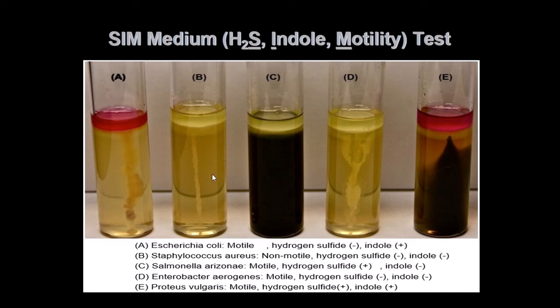And for the indole, when we add what we call Kovacs reagent, it gives you a red color. So the red color indicates the presence of indole. When we add the Kovacs reagent and there is no change of color, it's indole negative. So those are the biochemicals, and one media that can give you those three tests together we call the SIM media. S stands for sulfide, M for motility, and I for the indole test.